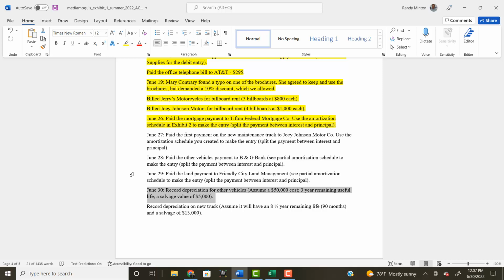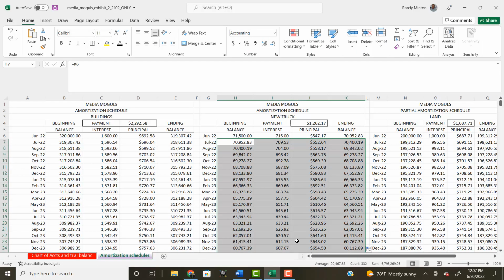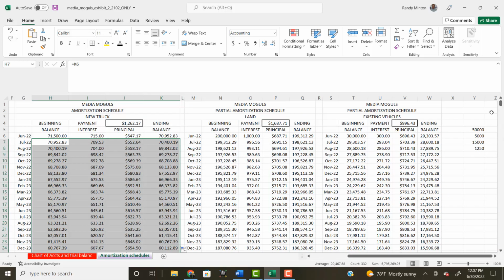The formula to calculate depreciation is the initial cost minus the salvage value, divided by the useful life. Now you can do useful life in years, or you can do it in months. Since we're doing this every month, you need to do it in months. So if I pop over here to my amortization schedule, we're going to talk about that $50,000.